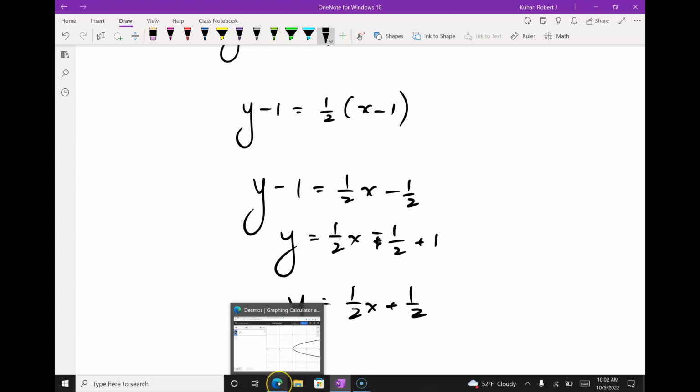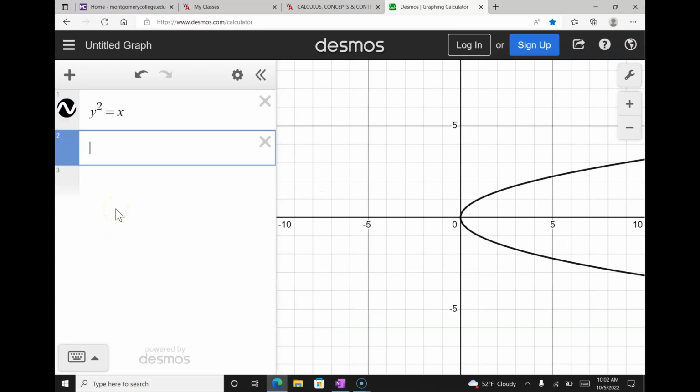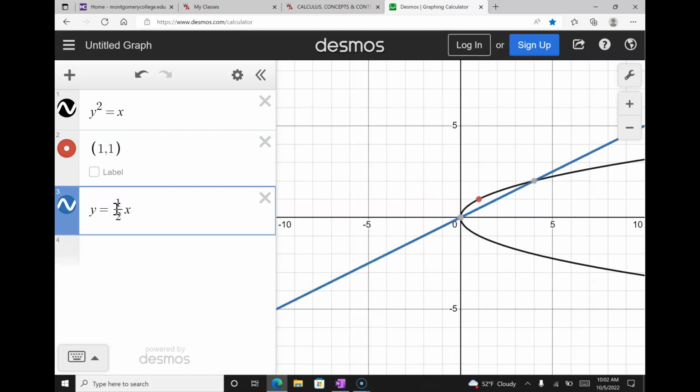I'm trying to write and do arithmetic at the same time. And of course, I'm going way too fast. But anyway, let's plot the point 1, 1. And our tangent line of y equals 1 half x plus 1 half. Right? So implicitly, we're still going to do the same thing. We're going to try and get a slope, try and get a point, get a tangent line.